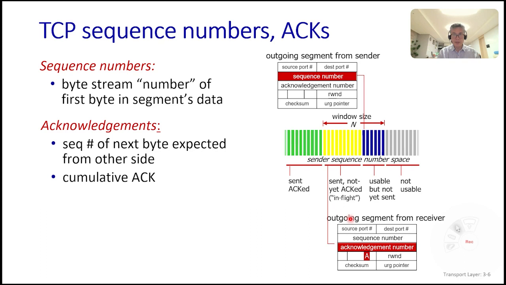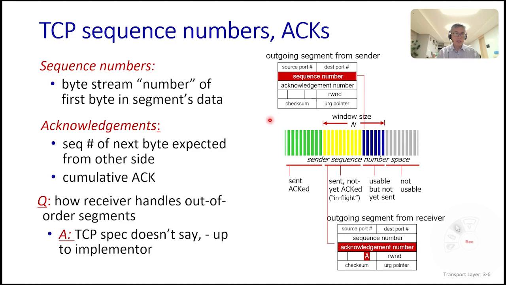So this is the TCP acknowledgement number and the flag. This one is the TCP sequence number. The question is how the receiver handles out-of-order segments. The TCP specification doesn't say; it is up to the implementer.